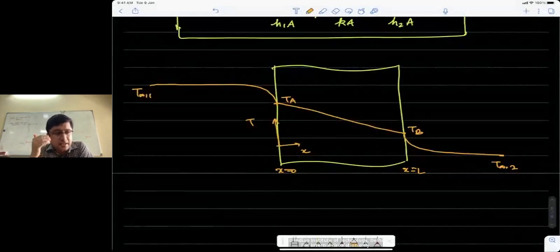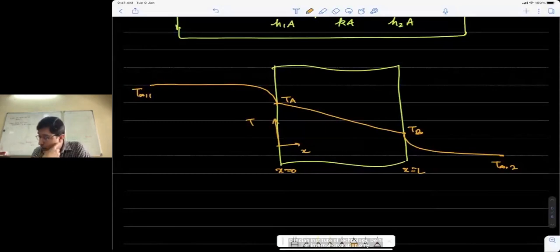Convection, as I said, is a transfer of heat from a solid to the fluid or from the fluid to the solid. Conduction is purely within the same medium. There is no change at that boundary. We don't talk about two different media like that.